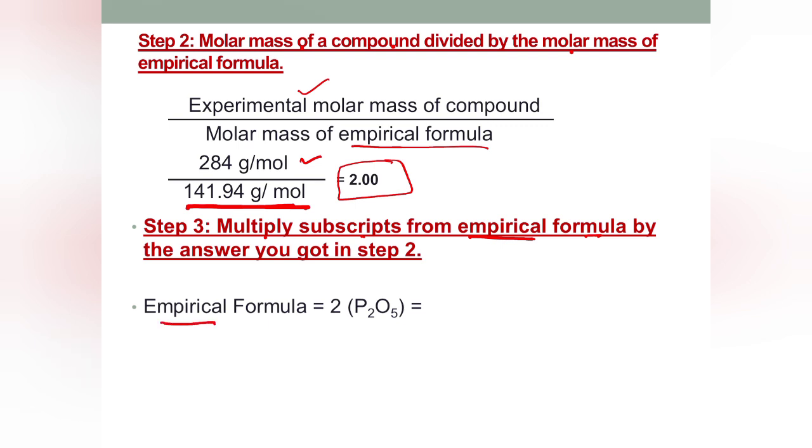Our empirical formula is P2O5. Now we multiply with this number 2, which we got in step number 2, and finally we get the molecular formula of the compound, P4O10.